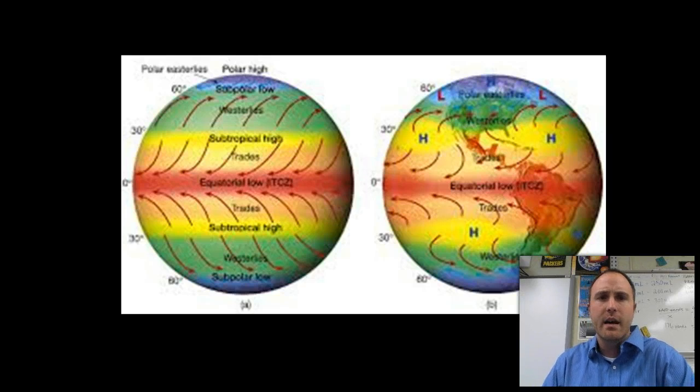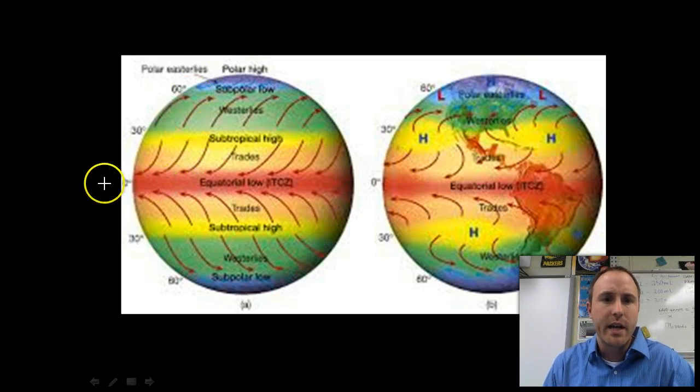This is what our global winds look like. So again, you can see that we have our equator that is located right here. And what happens is, again, the Earth is turning. And so just like we saw in the lab, we have our winds that are blowing this way. And we refer to these as the trade winds.